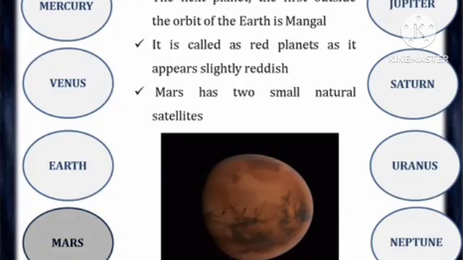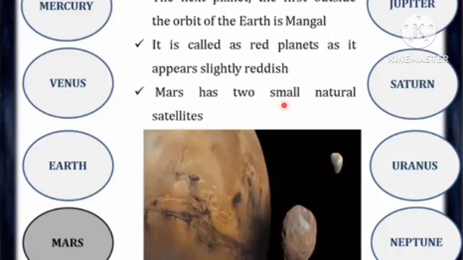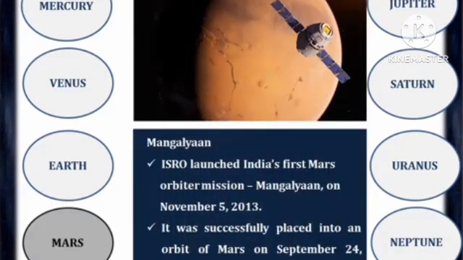Now, the next planet, the first outside the orbit of the Earth, is Mangal, and it is called the red planet as it appears slightly reddish in color. Mars has two small natural satellites, moons, and other than natural satellites, it has many artificial satellites. One such satellite is Mangalyaan.